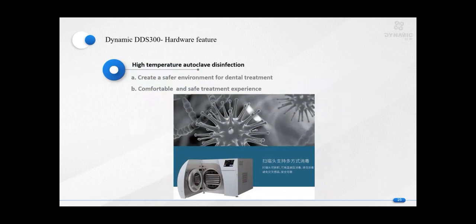So the tips of the DDS300 fully meet the requirements, whether it is high temperature and high pressure or soaking, wiping, and so on. For the DDS300, the tips can withstand a high temperature environment of 121 centigrade and even 134 centigrade. Yeah, it is very good performance.